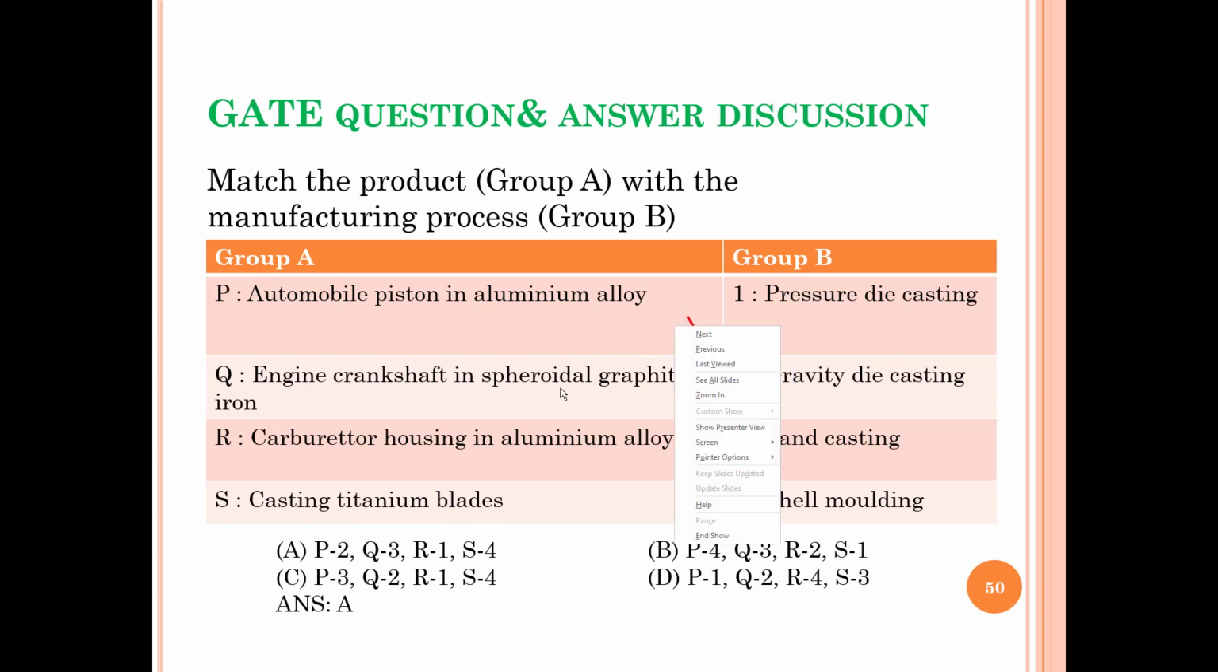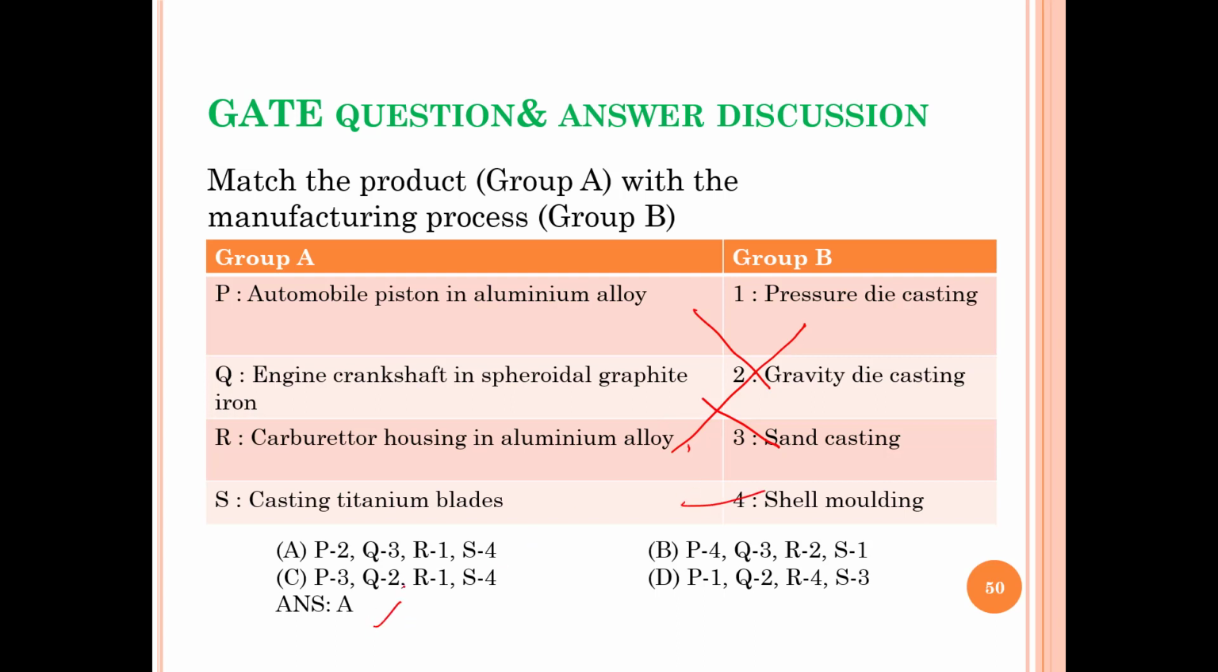Then the engine crankshaft is made by means of sand casting. Then the carburetor housing in aluminum alloy is done by the pressure die casting process. Then the cast titanium blades are made by the shell molding process.